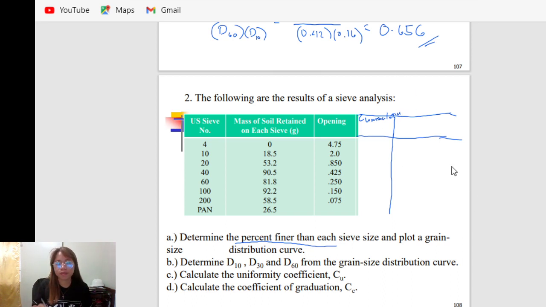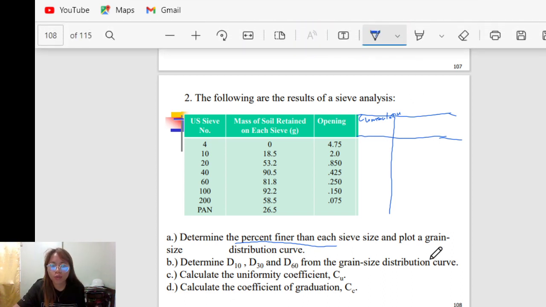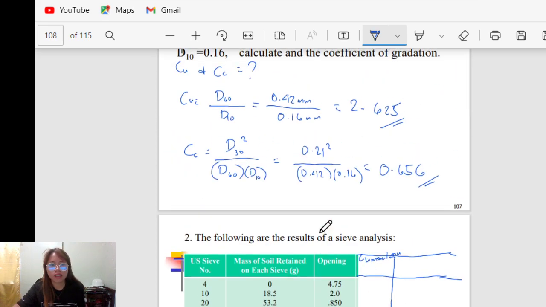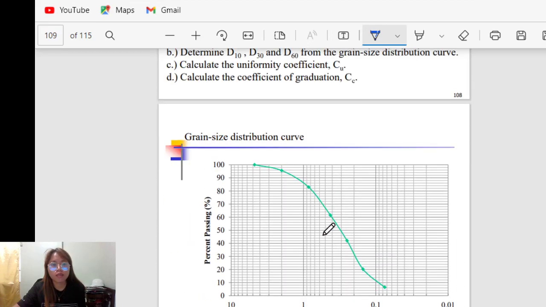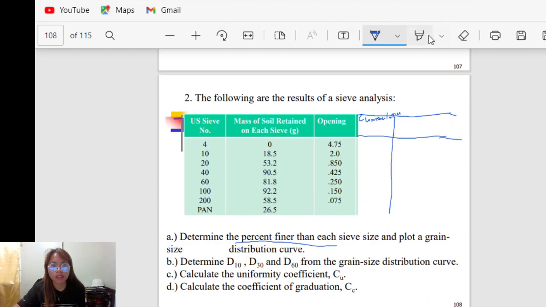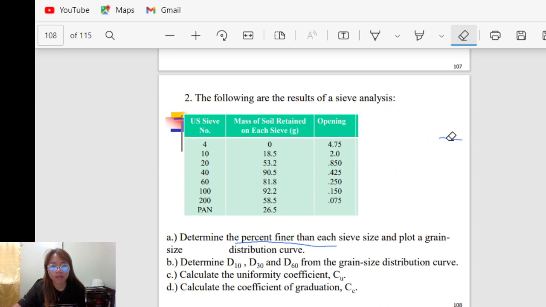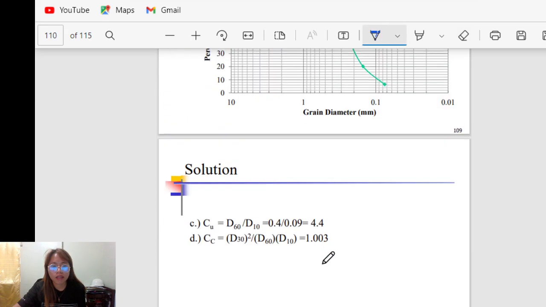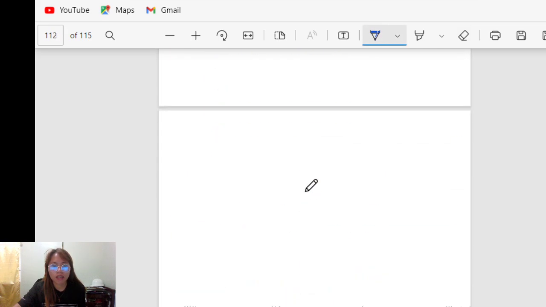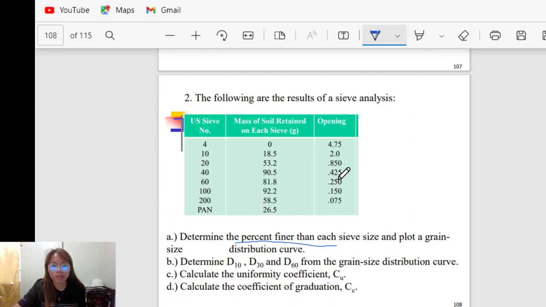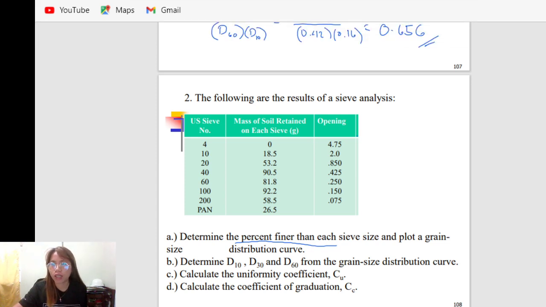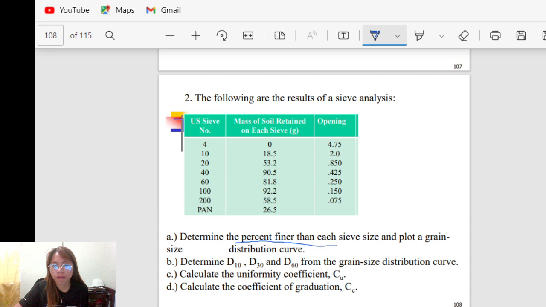I'll discuss an example from the book, and this one will be your assignment. Answer this one. I'll discuss an example from the book that is already available, so that we won't be stuck. Okay, let me share.